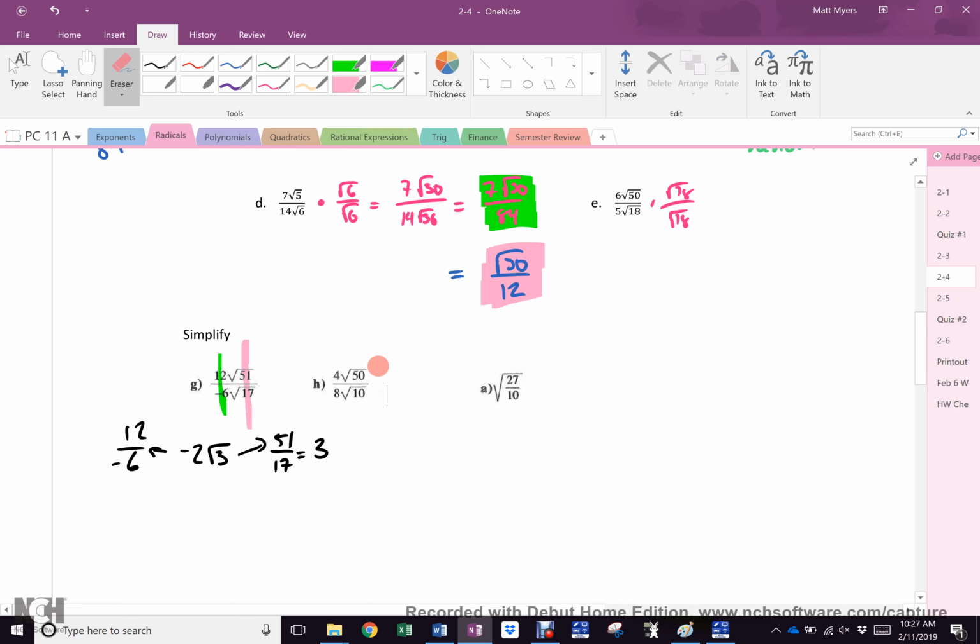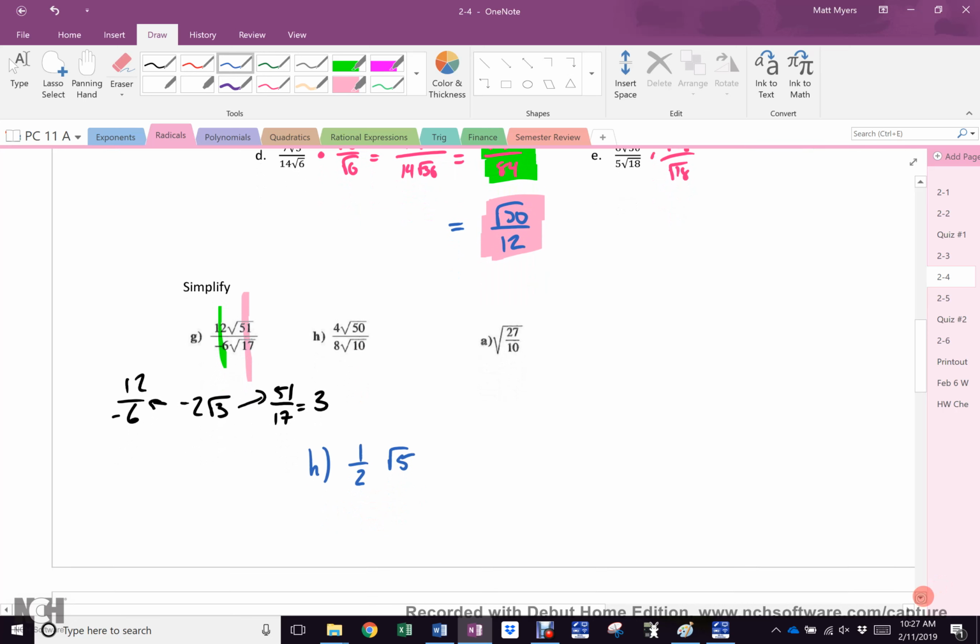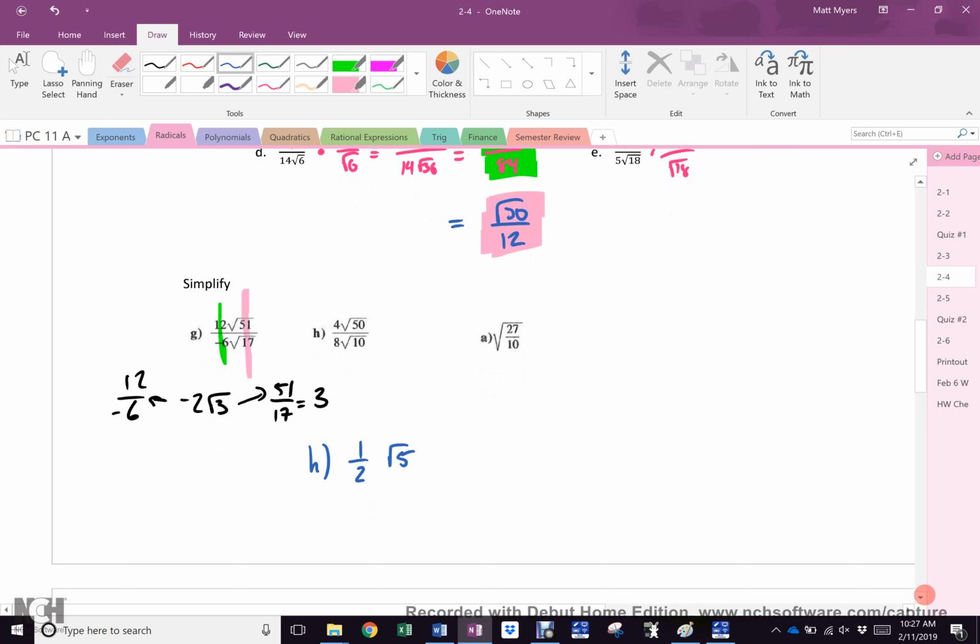What does H give me? Flip them. Is 1/2. Of course we can. 4 over 8 is 1/2. What's 50 divided by 10? 5. Root 5. Is that written okay? 1/2 times root 5. Is that okay? Yes. How else could we write it that is tidier? Root 5 over 2. Gets rid of the 1.